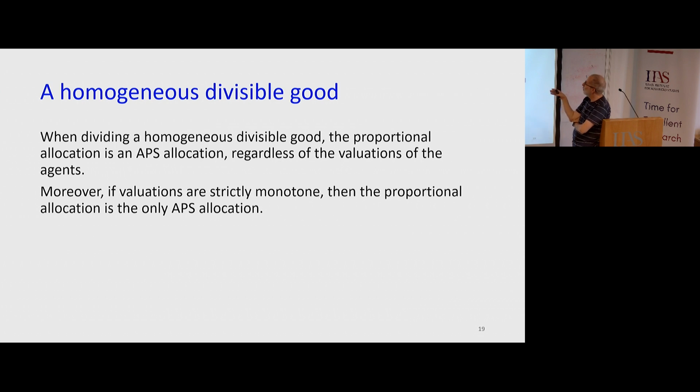It doesn't matter what the valuation function of the agents is. I never use this fact. For example, it doesn't have to be additive. And if valuations are strictly monotone, then the proportional allocation is the only APS allocation. Okay, that's even the only one.